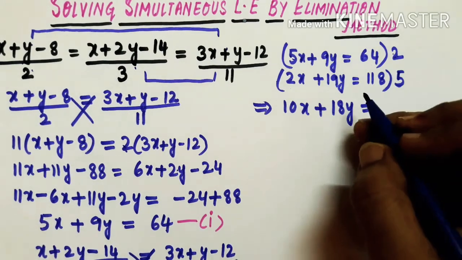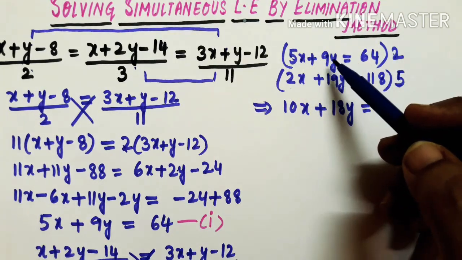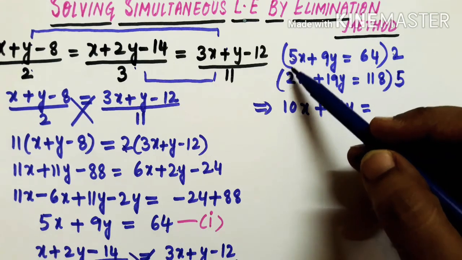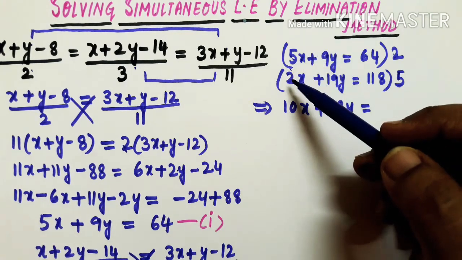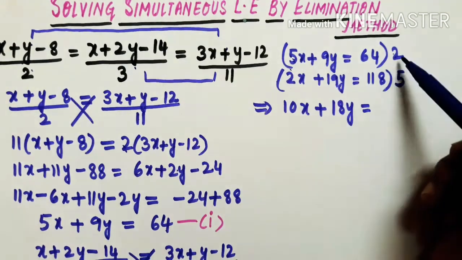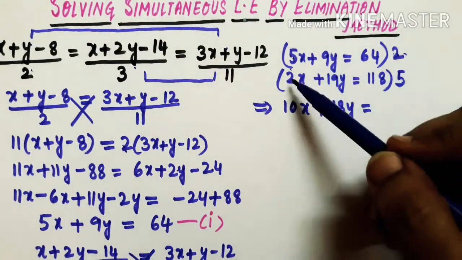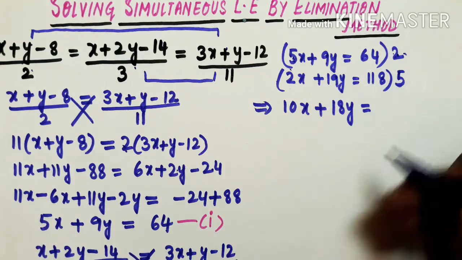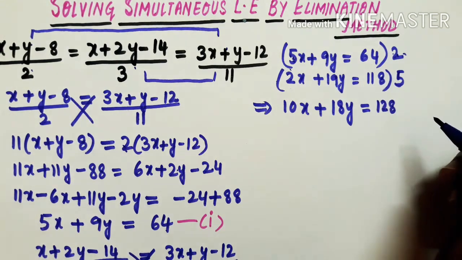Whatever the unknown, either x or y, whatever you want to eliminate, you just have to keep under consideration that their coefficients, the numerical values you are having, should be equal. If they are equal, then only in that case you can eliminate that. So that's why we are multiplying the whole equation with 2, this one, and this whole equation with 5, so that 5 twos are 10 and 2 fives are 10. It will become 10x plus 9y into 2 will be 18y, equals 64 into 2: 4 twos are 8, 6 twos are 12, so you will get 128.